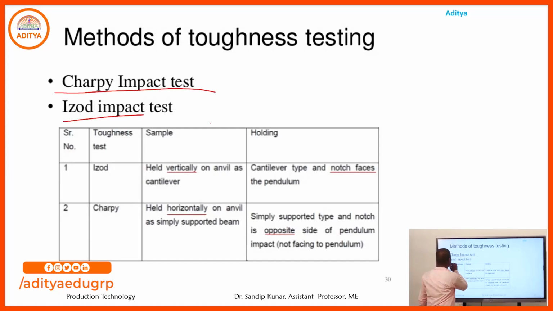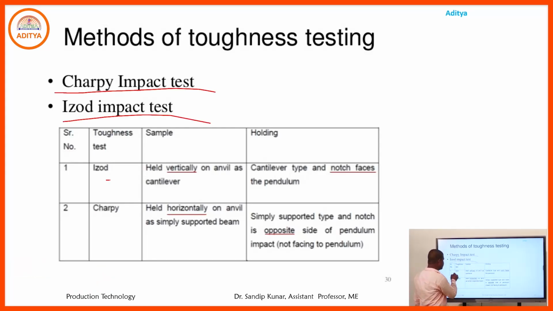We use the Charpy impact test and the Izod impact test. In the Izod impact test, the sample is held vertically on an anvil as a cantilever. Cantilever means one end fixed and the other end free, and the notch faces the pendulum; we create one notch face on that particular sample.